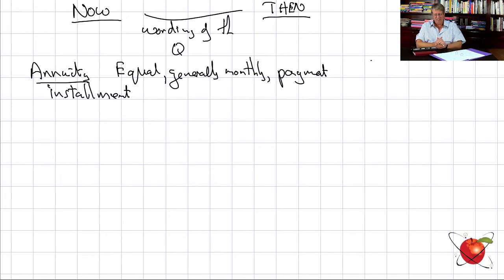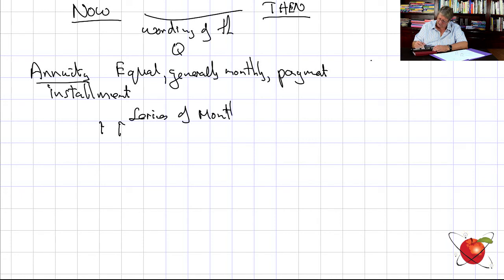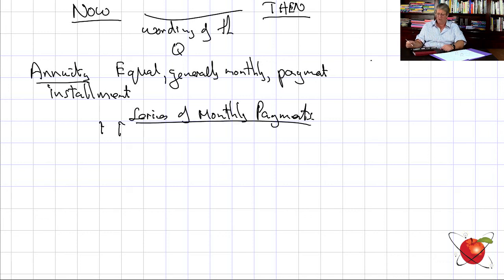So instead of having a big lump sum now, P or A, we're now going to split it into monthly payments. So what do we do? In other words, we're now going to have a whole series of monthly payments, and monthly is where we're going to focus.